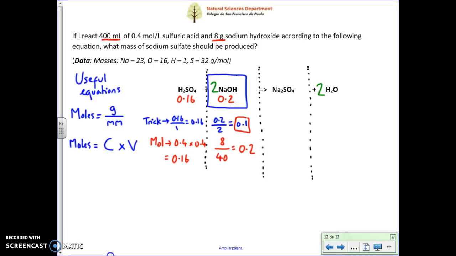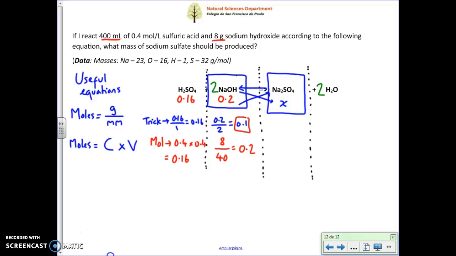So, my question is actually asking me what mass of sodium sulfate should be produced. So let's just make sure we know that is the relevant one there. I need to work out my moles of sodium sulfate. So I can use my rule of 3. I need to do 0.2 multiplied by the coefficient here, which is 1, divided by the coefficient there, which is 2, which is going to give me my answer.